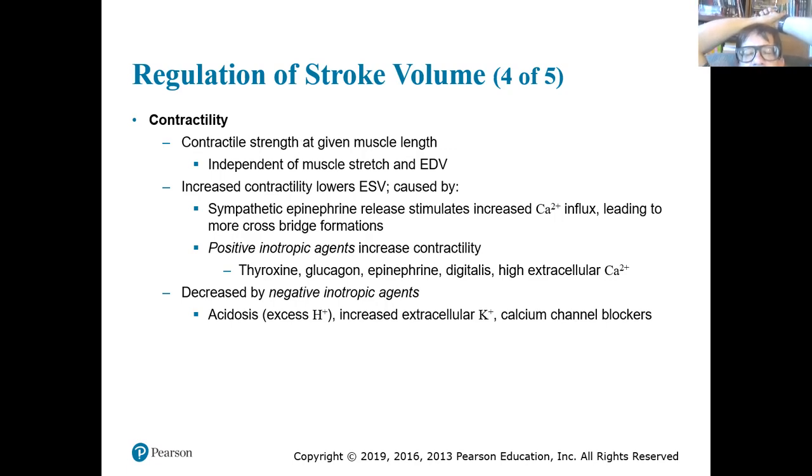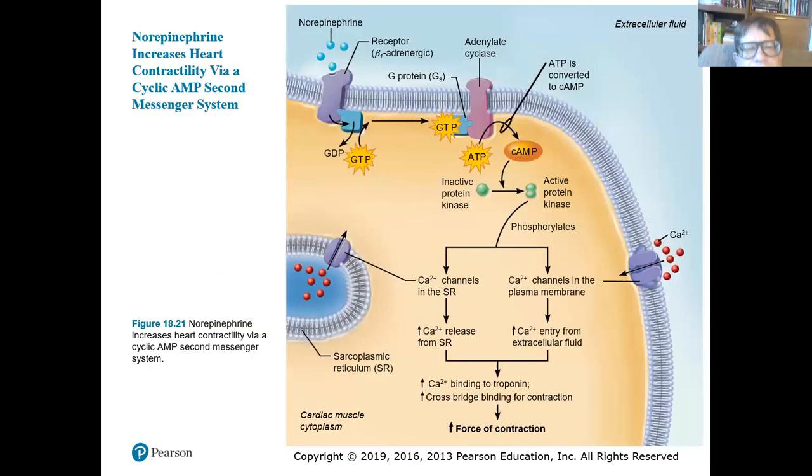Things like epinephrine, adrenaline are going to increase the amount of calcium that rushes into the heart muscle, which will make more cross bridge formations. You'll get more contraction. Thyroxine, glucagon, epinephrine, digitalis, all of those are going to increase the amount you contract. Acidosis, too much potassium, calcium channel blocker chemicals, all of those are going to decrease how contractile the heart is, and thus decrease the output that it's capable of.